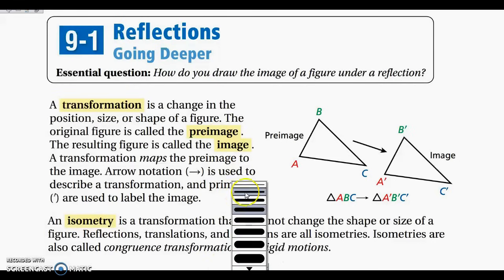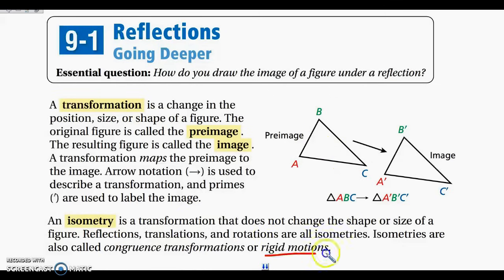Okay, the next thing that we're going to look at is what it means to say an isometry. An isometry is any transformation that maintains the same size and the same shape. So if we look at these two triangles here, they have not changed size nor shape, so this is an isometry. Another word for isometry is rigid motions. You will hear me say both, so be prepared for that.